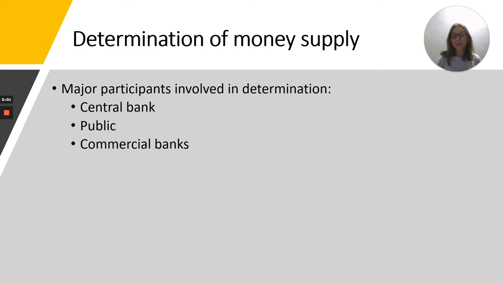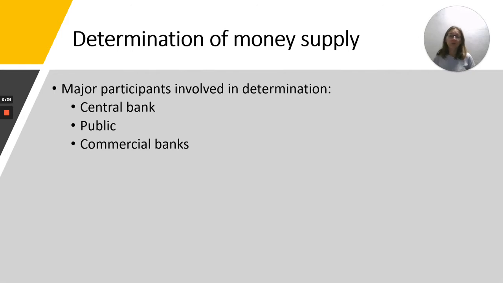Hello. So we continue our discussion on the money supply, and in this part of the lecture, we are going to determine the money supply function. For doing that, we need first of all to determine what are the major participants which are involved in determination of the money supply. Of course, it's a central bank who is responsible for printing money in general.